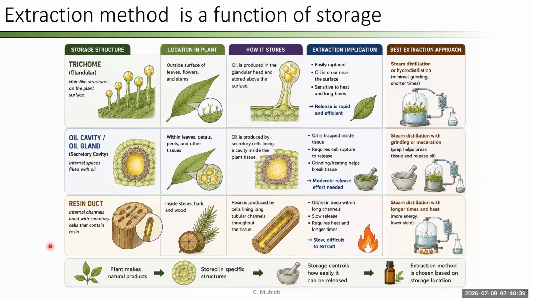So if there's one takeaway I really want you to have from this lecture today, it's that our plants that are making our natural products store them in very specific structures. Here are the structures that we've talked about: trichomes, oil cavities, resin ducts. That dictates where they're located, and that is then going to control how easy it is to access those compounds. And therefore, we need to think about these extraction techniques, how we're processing them based on where these oils are being stored.